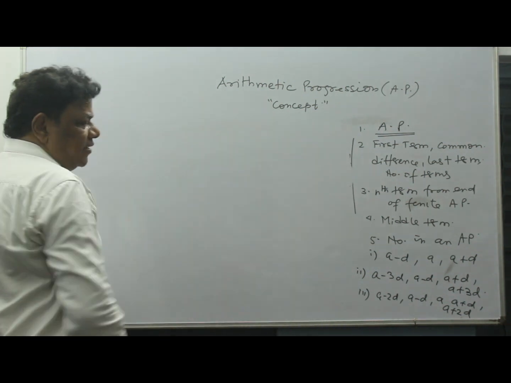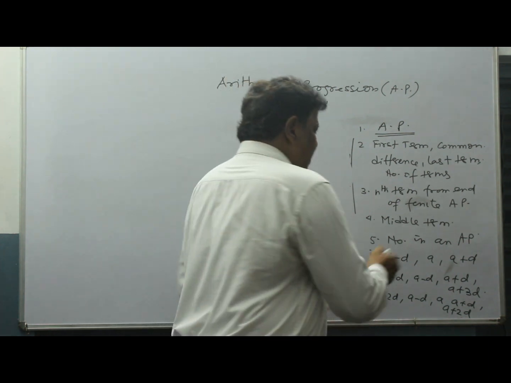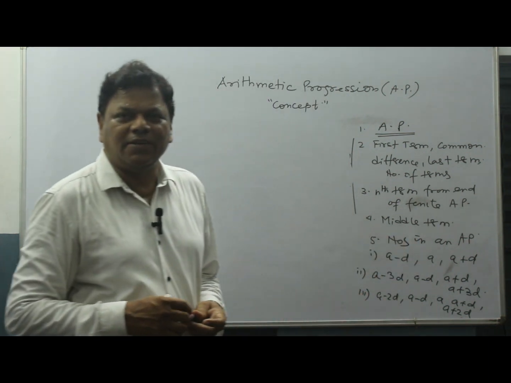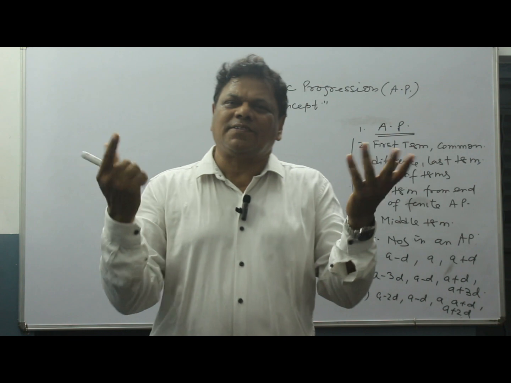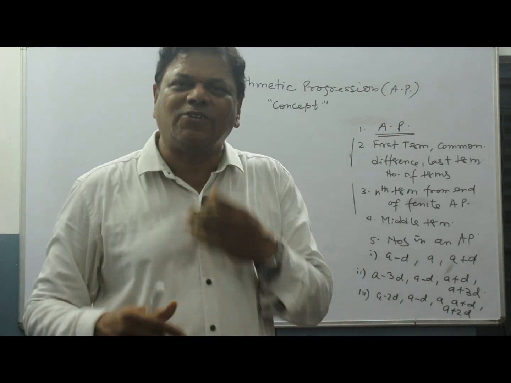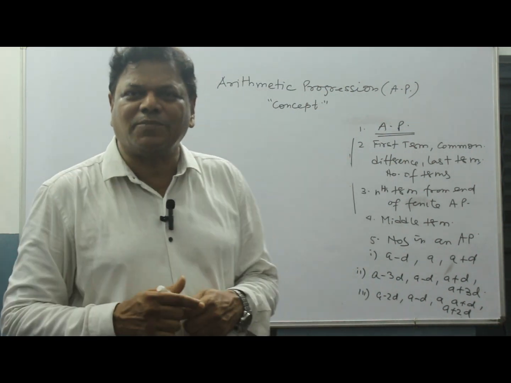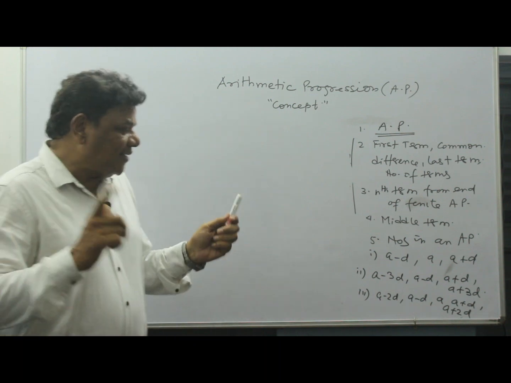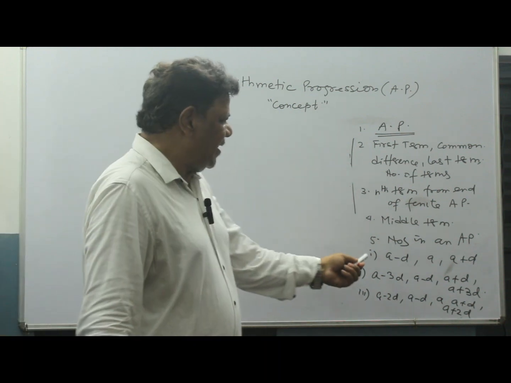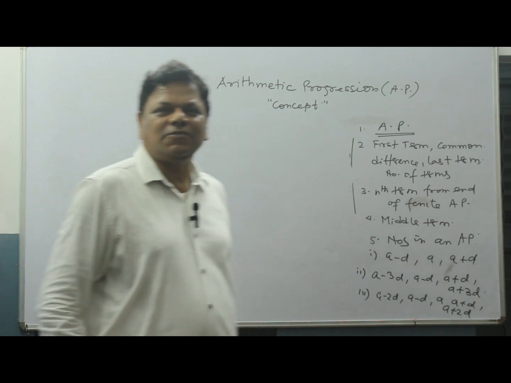Then we come to numbers in an AP. Say I take 3 numbers. Here I cannot take A, B, C, because then we cannot do sums. What do I take? I take 3 numbers, say A minus D, A and A plus D.